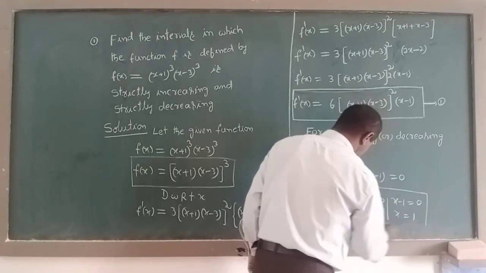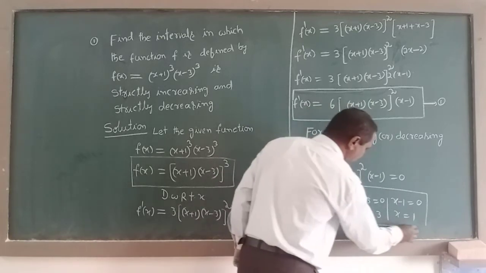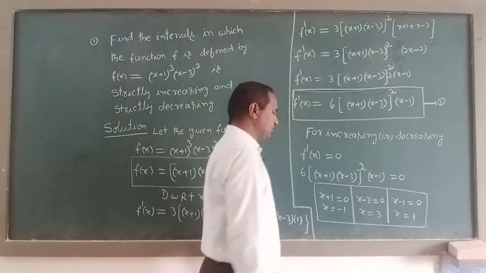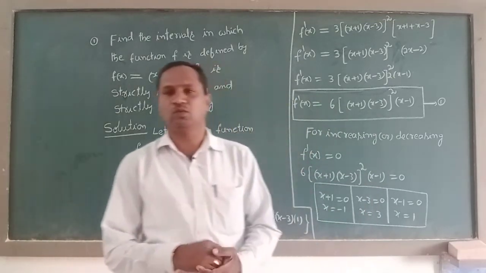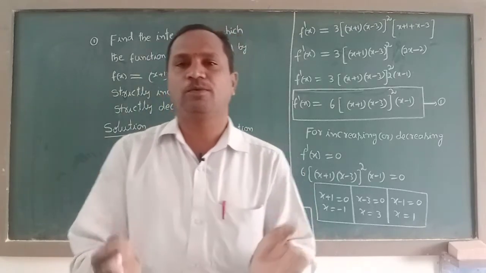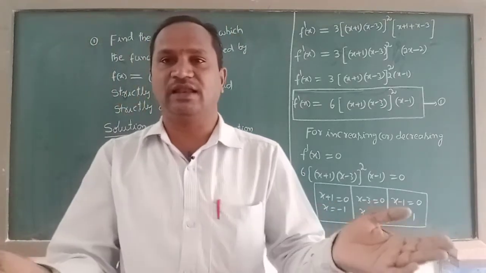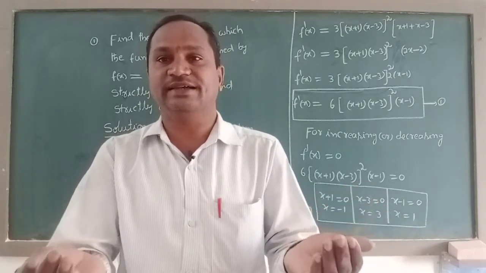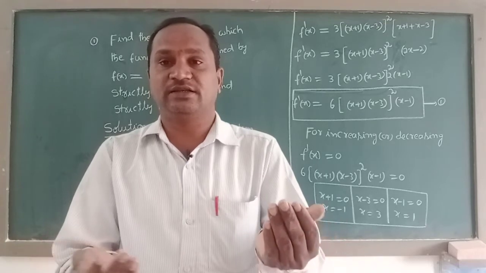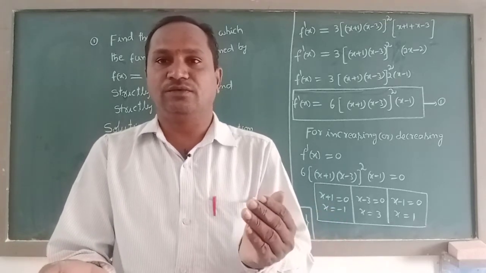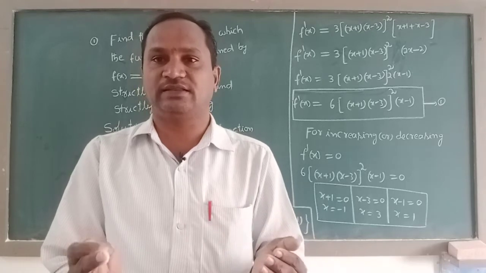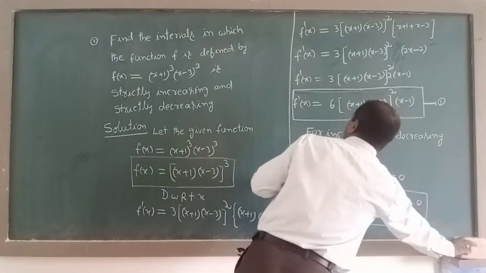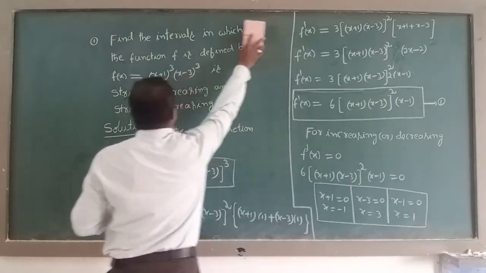Then afterwards we are going to plot all these three numbers, minus 1, 1 and 3, on a real number line. By plotting them on the real number line, we are going to get intervals. In those intervals, we are going to check whether the derivative is less than 0 or greater than 0. About that now we will discuss. Next part is we are going to plot on the real number line.